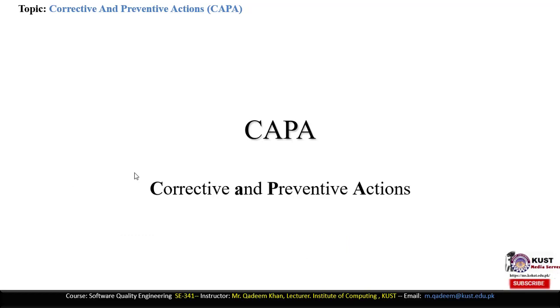CAPA is basically the abbreviation of corrective and preventive action. So there are two main words, that is corrective and preventive, and actions means the corrective action and the preventive actions. So we will deeply discuss the corrective and preventive actions in these topics.